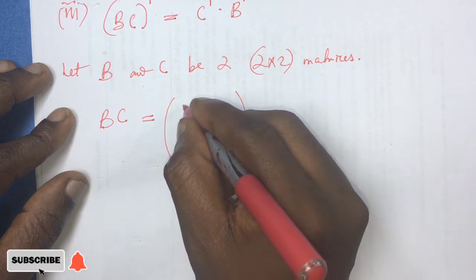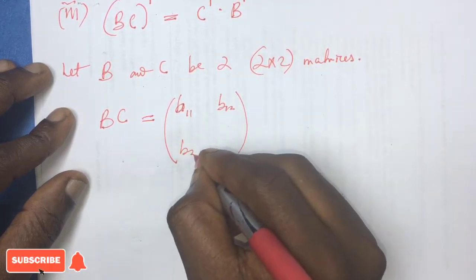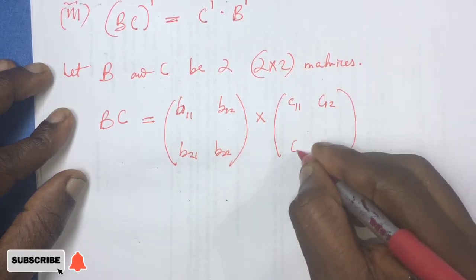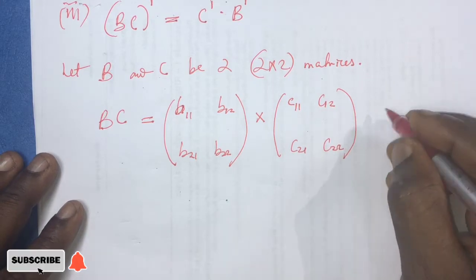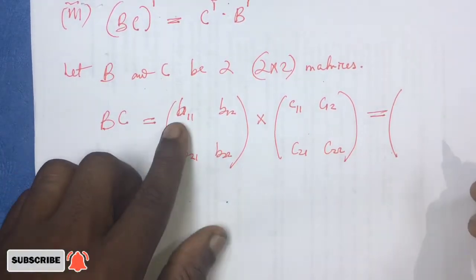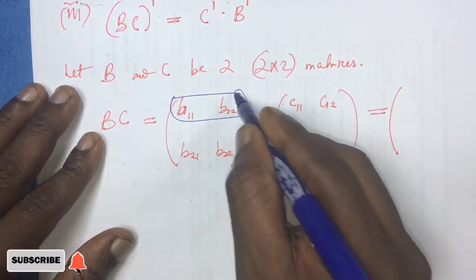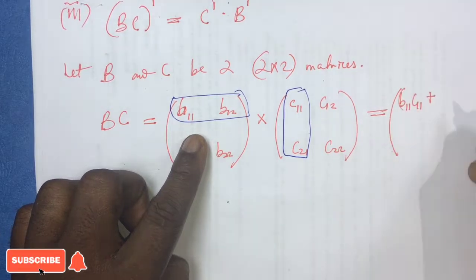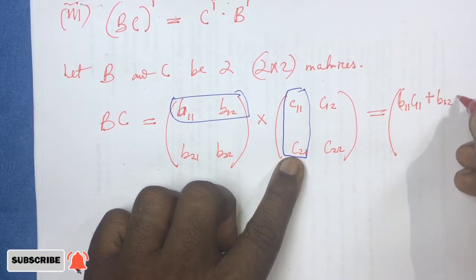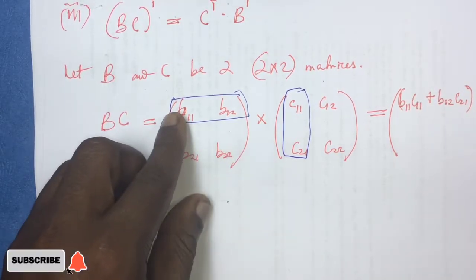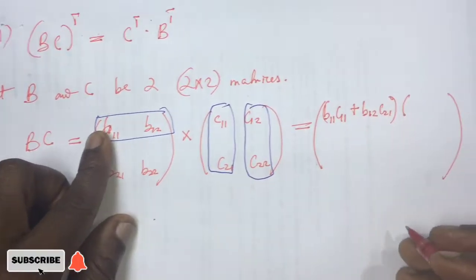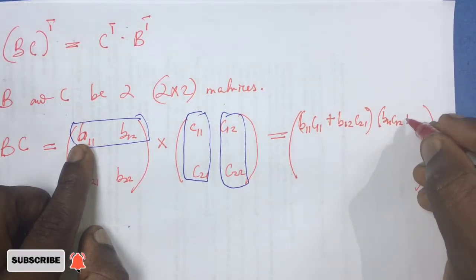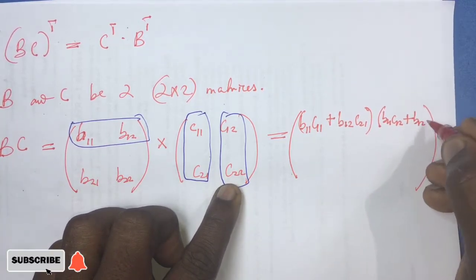If you multiply BC, B will be the general matrix B11, B12, B21, B22. Okay? Now, if I multiply this by C, this will be C11, C12, C21, C22. Now, multiplying both of them will give us the result. B11 times C11, use the first row to multiply the first column. So that will be B11 C11 plus B12 C21, close bracket, then plus, use this first row to multiply the second column now, and that will give you B11 C12 plus B12 C22, and that ends that.